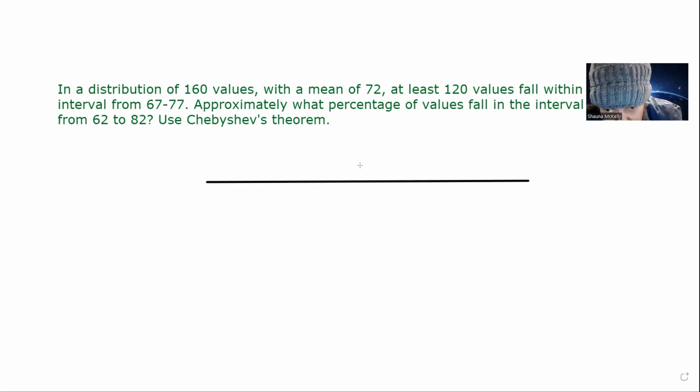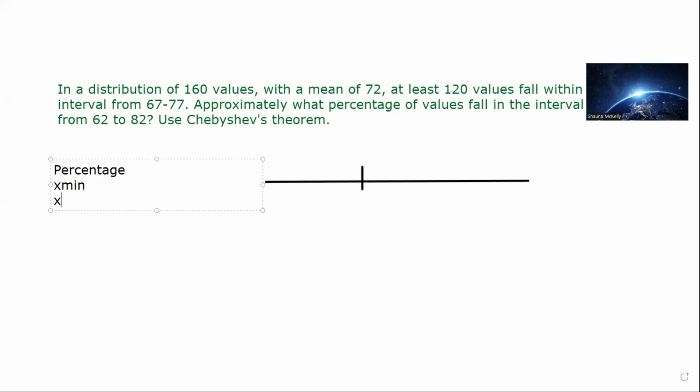go ahead and put your mean, or your average, in the middle of your line. Generally with Chebyshev's theorem, you're going to have 5 or 6 elements to it. You're going to be given some of those elements, and you're going to be asked to find other elements. The elements might be the following. You're going to have a percentage. You're going to have an X minimum and an X maximum. Sometimes the X min and the X max come in the form of the range. It'll say, find the range of values in which 75% of the data falls, something like that. So you'd have a percentage, X min, and X max.